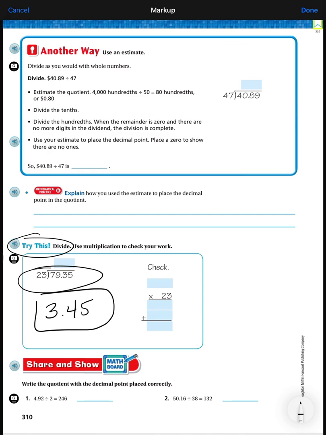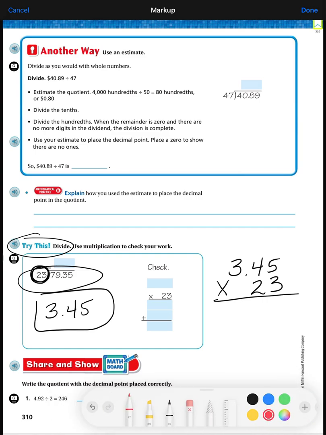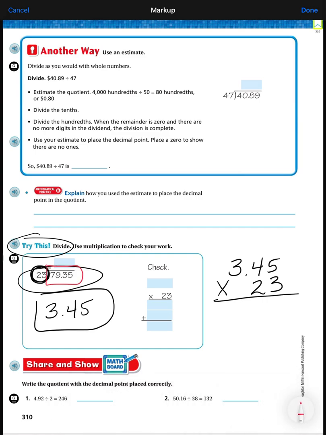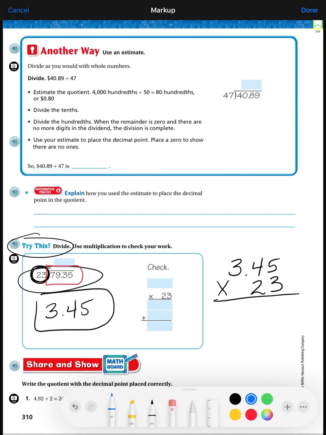We now have to check it using the inverse operation, which is multiplication. So we're going to take the answer that we got, which is 3.45, and multiply it by the number outside the cage, which is 23. If we did it correctly, we should get the number that's inside the cage, which is 79.35. So let's go ahead and work through this problem together.